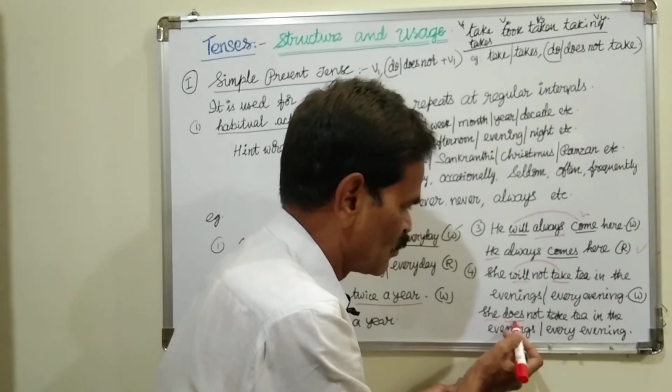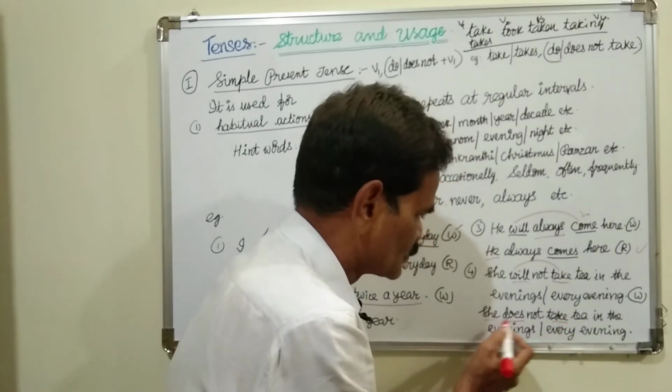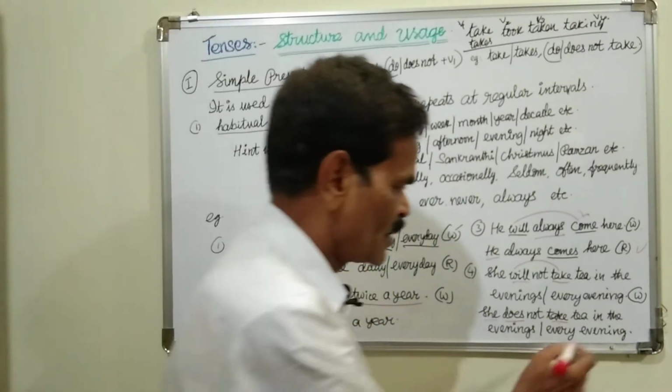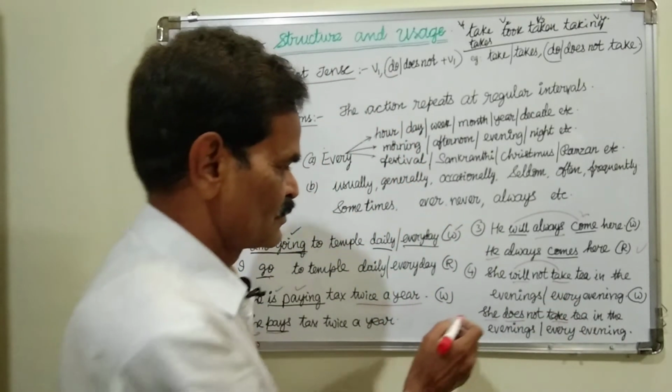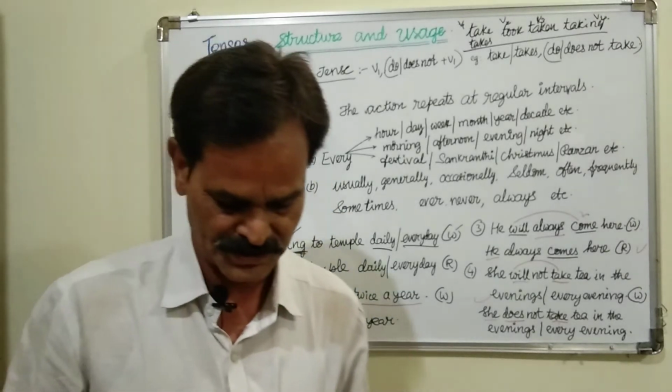You cannot use do also. Do not take. Here, V1 also must come. So, she does not take tea in the evenings or every evening. This is correct. And this is how we have to use it for habitual actions.